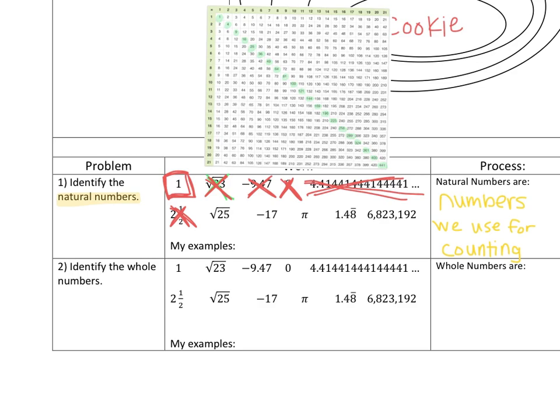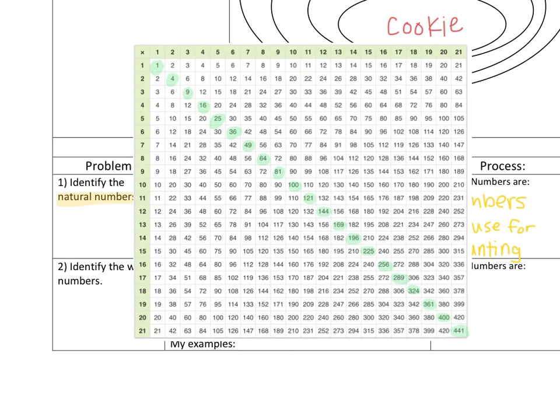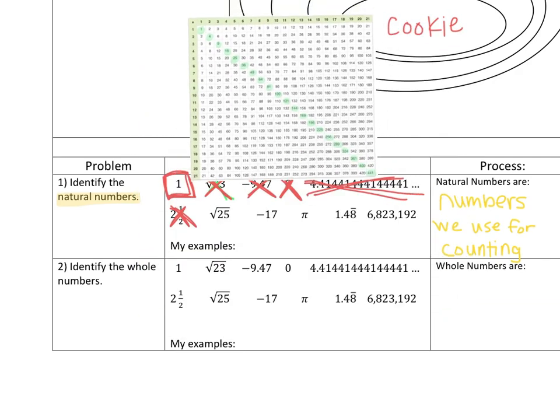Now, square root of 25, we're going to look at this. 25 is one of those numbers we highlighted. It's right here. So square root of 25 is 5 because both those sides say 5. So square root of 25 is actually just 5. Is that a number I would count? And the answer is yes. If I had 5 students, I would count 5 students. I would not count a negative 17 because when I'm counting things in front of me, I don't count negatives. I would not count a pi amount or these decimals.